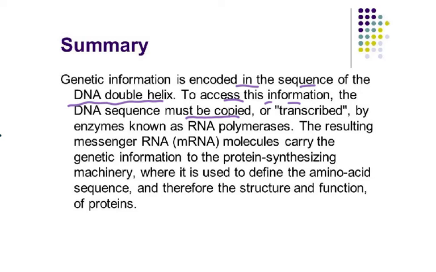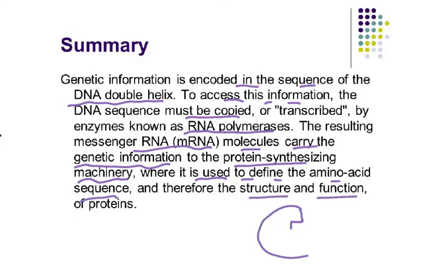So it is transcribed by an enzyme known as RNA polymerase, and the resulting messenger RNA, mRNA, molecules carry the genetic information to the protein synthesizing machinery, where it is used to define the amino acid sequence and therefore the structure and function of proteins. So this specific polypeptide will result in this enzyme. Then a specific polypeptide will result in this protein or this enzyme. So every enzyme, why does it have a different active site? Is because its amino acid sequence is different and the DNA that codes for it is different. So this is how you have to understand.